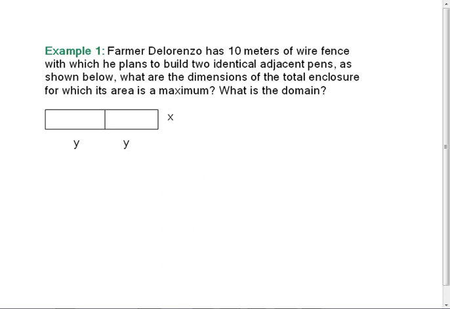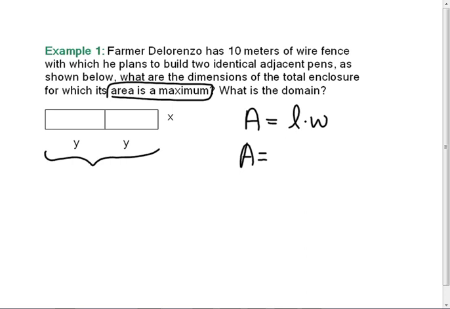They're terrible to catch. So Farmer DiLorenzo, he wants to put these fences up. And he's going to build 2 identical adjacent pens right here. And what are the dimensions of the total enclosure for which the area is a maximum? I guess I go right to this sentence. I want the area to be a maximum, and I write down what that formula is. Because how do you find the formula of area of a rectangle? Length times width. So in terms of my picture, what's the length? 2y. And the width I call x.